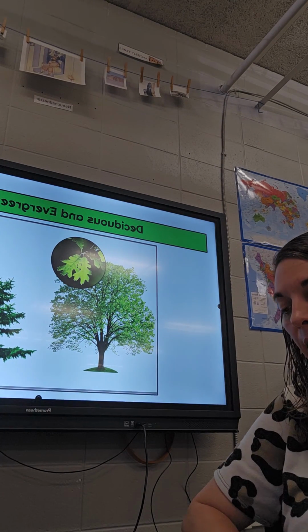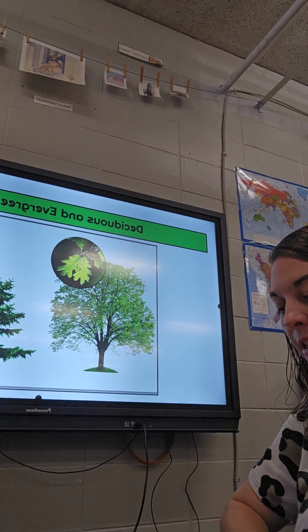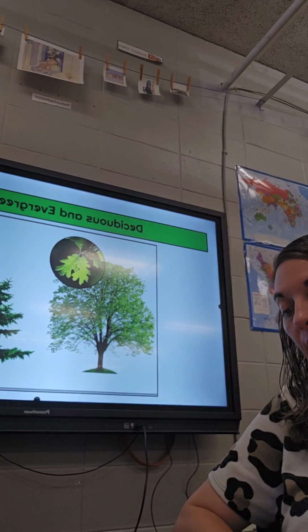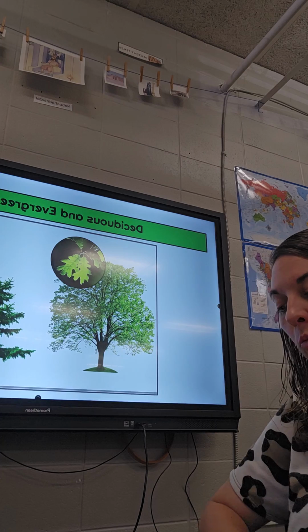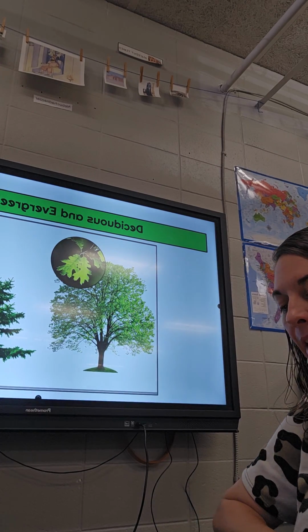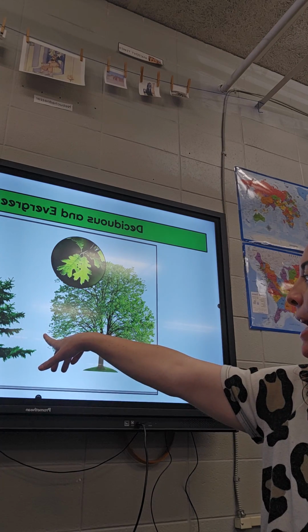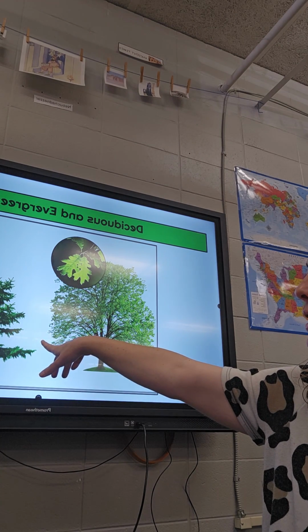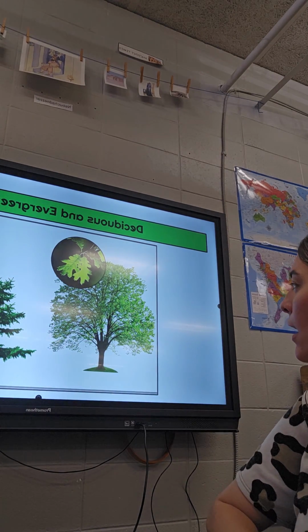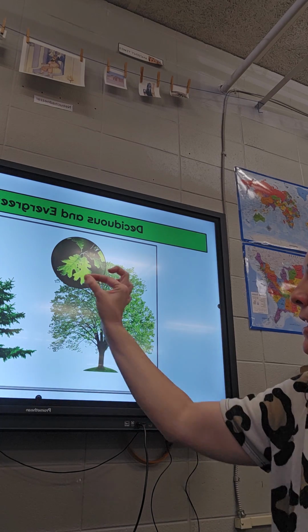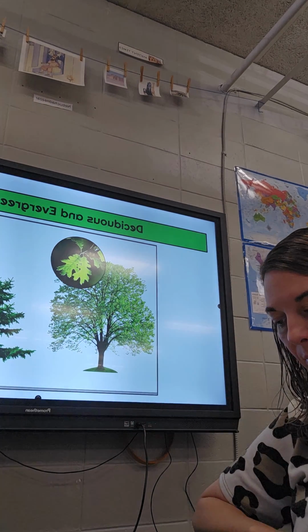Deciduous trees shed their leaves. Deciduous trees tend to have wide, flat leaves, whereas evergreen trees tend to be narrow and thin like needles. So what would that be like? A pine tree. Because those are pokey. Yeah, but they have the real thin, like needles.